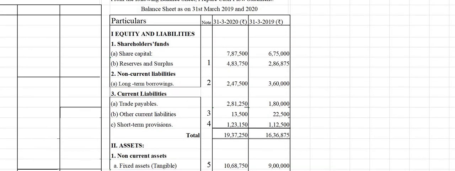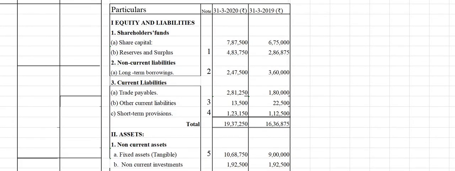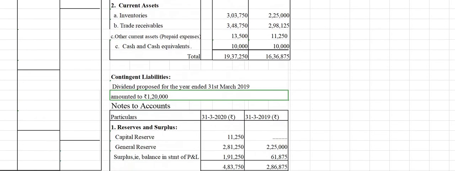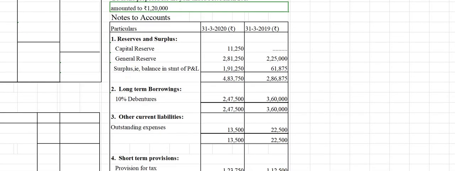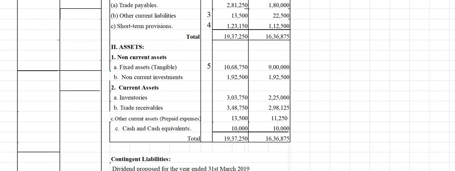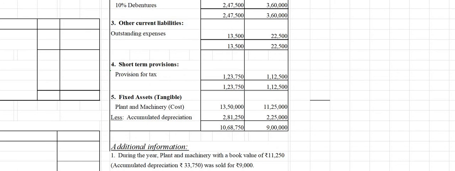Then third note to account is other current liabilities. Let us see other current liabilities. In that, what is other current liabilities? Outstanding expenses. Then fourth one, short-term provisions. Which are the items in short-term provisions? Short-term provision also, it says about one provision, that is provision for tax. That is the only one provision related to short-term provisions.